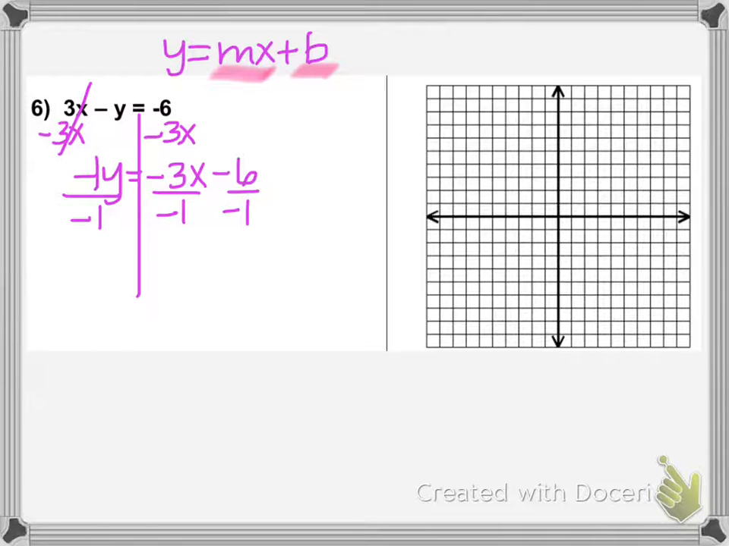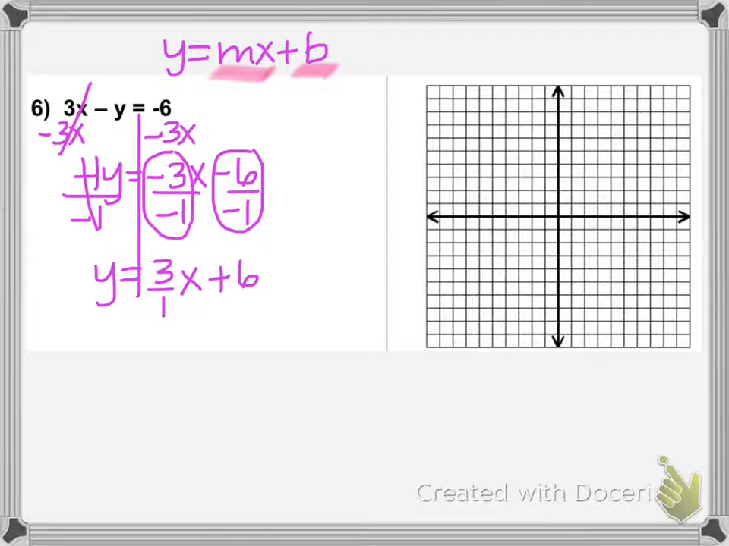And anytime you multiply or divide by a negative 1, you're really just changing the sign of that term. So negative 1 divided by negative 1 is 1, so we've got 1y, or y, which is what we want. On the right, we're basically going to simplify these fractions. So negative 3 over 1 simplifies to positive 3. I might want to keep it as a fraction, though, because it's going to be more useful when I'm graphing. And then the negative 6 divided by negative 1 is going to be a positive 6. But I'll keep that as a whole number because my y-intercept is more helpful as a whole number or integer.